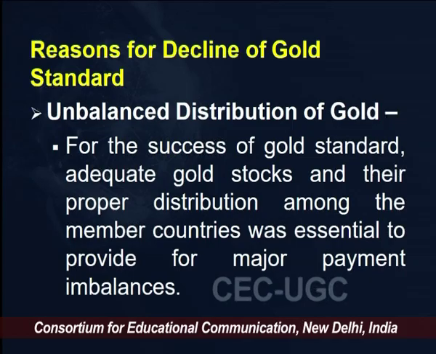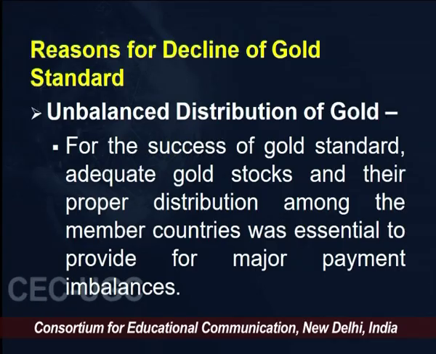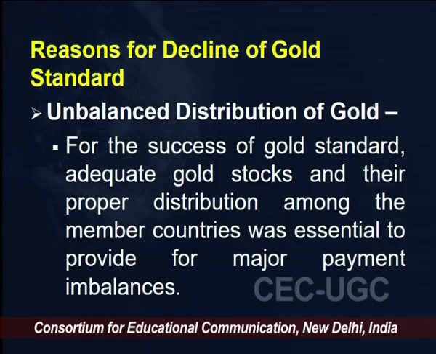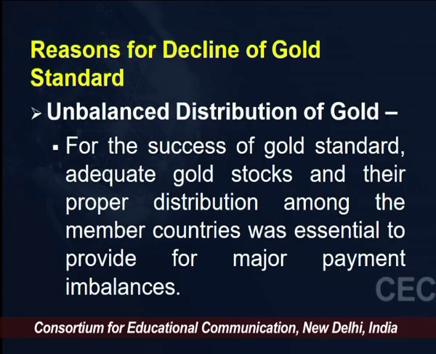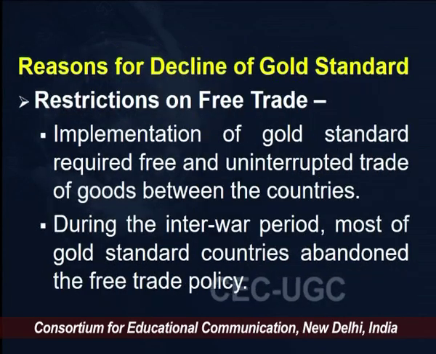Now, another reason was unbalanced distribution of gold. For the success of the gold standard, adequate gold stocks and their proper distribution among the member countries was essential to provide for major payment imbalances. But during the interwar period, countries like the USA and France accumulated too much gold, while the countries of Eastern Europe and Germany had a very low stock of gold. The shortage of gold reserves led to the abandonment of the gold standard.